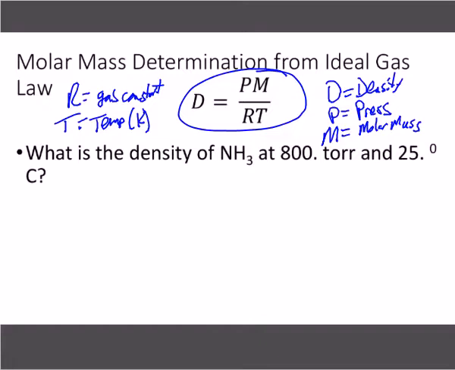All right, so what are we looking for in this problem? Density. That's going to make it a little easier. We don't have to rearrange our equation at all. What am I given? We'll think about that in a second. So what else am I given? Pressure. What is pressure? 800 torr. Now, Jill asked you a question.